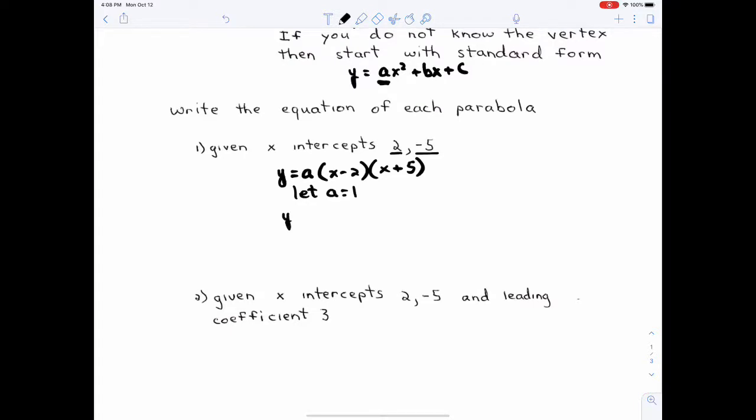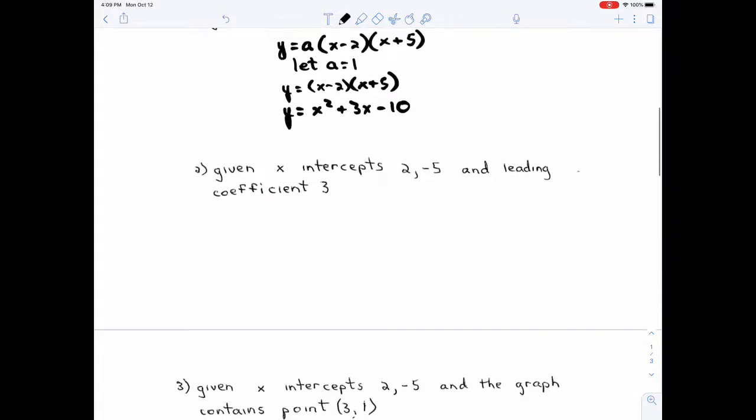So we have y equals, and you don't have to write the 1, x minus 2 times x plus 5. Now this doesn't look like standard form, but we just have to multiply it out. So it's x squared plus 3x minus 10. I didn't ask for a specific form, so that's sufficient. If I asked for standard form, you'd leave it. If I asked for vertex form, you'd now complete the square.